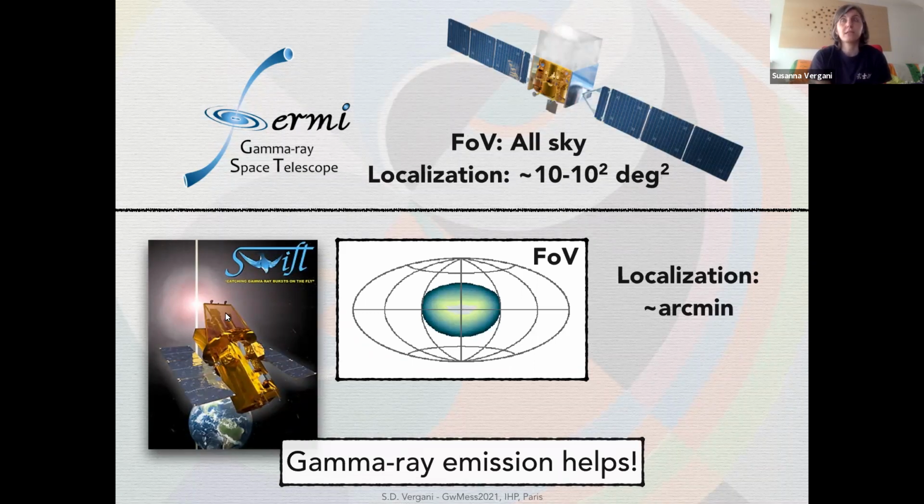Then when there is an alert, Swift in particular has a strategy to follow up the alert. So there are two steps. First of all, it can see if the gamma ray instruments on board have observed something, or were already observing something time coincident with the alert. But then it can also slew to observe the sky map of the gravitational wave event.